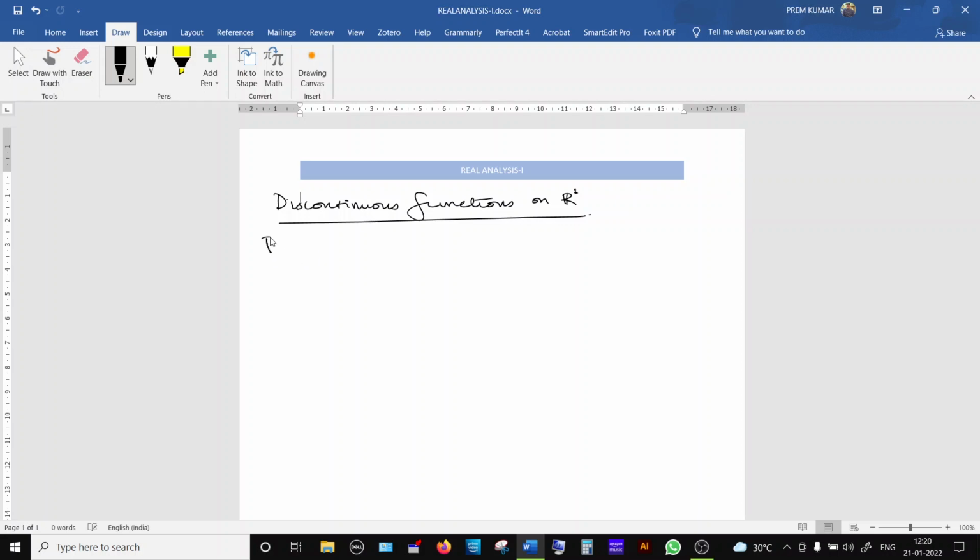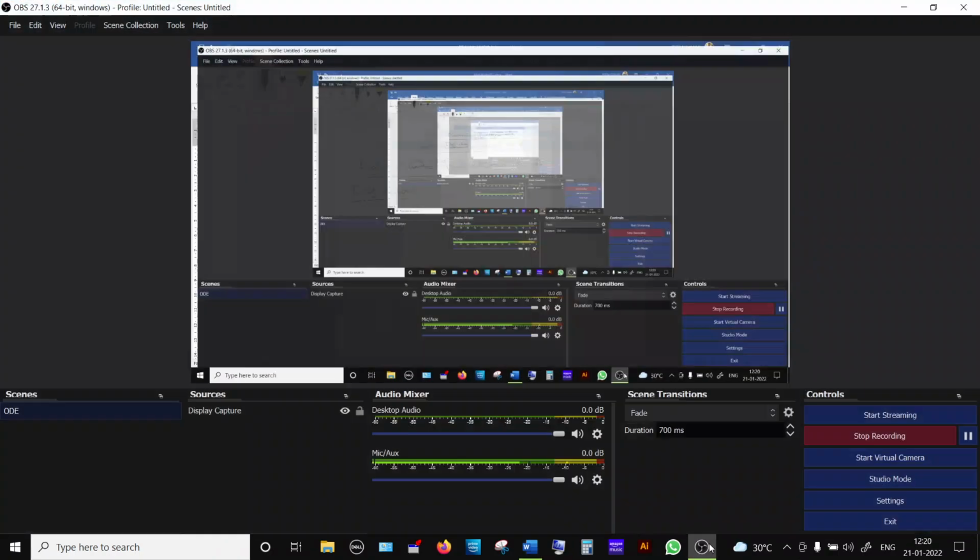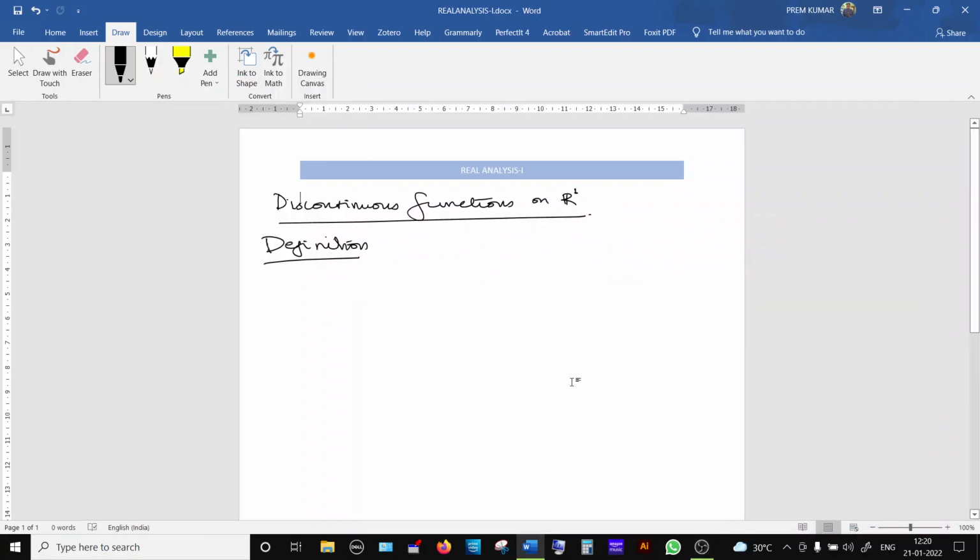Now the first definition under this topic. What is an F sigma set? F sigma set, that is a definition. What is the meaning of F sigma? So now we are going to restrict ourselves to the real line R or R1.